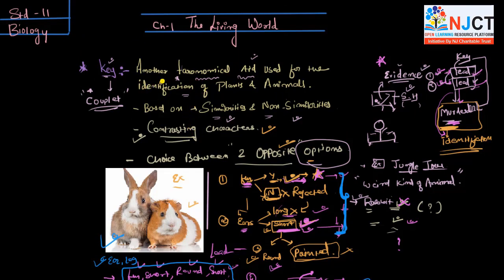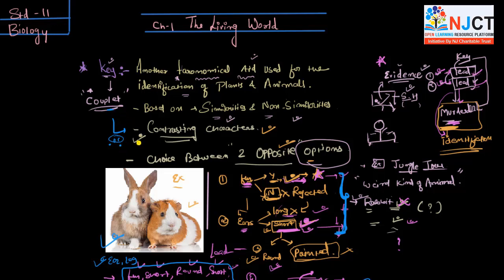Let's take a quick overview. What is a key? It is a taxonomical aid just to identify a plant or animal. Simple. It is also called a couplet. Why? Because there are contrasting characters which you are putting. There are opposite options of choice. You are putting two choices, A or B. A and B both are not possible. Either A or B. So they are called a couplet.